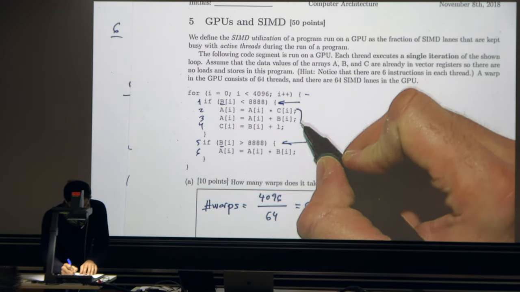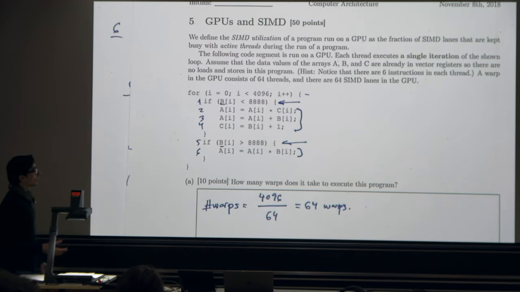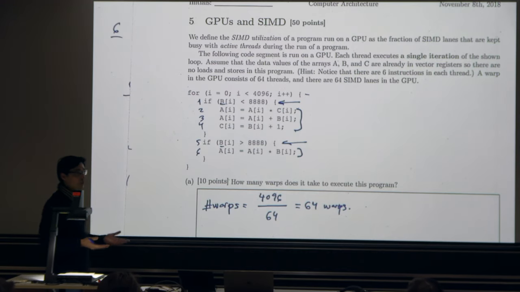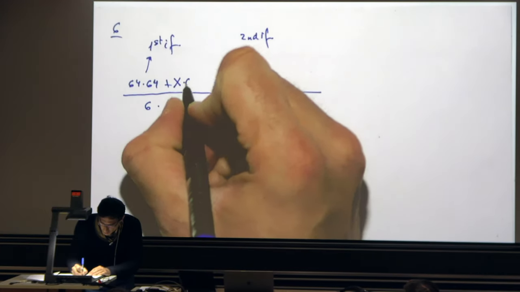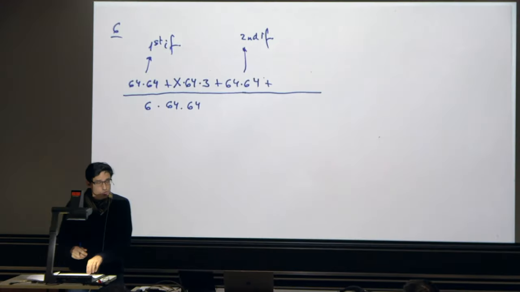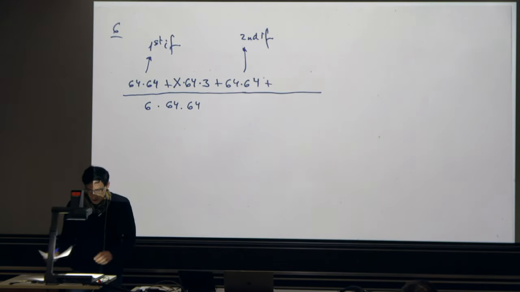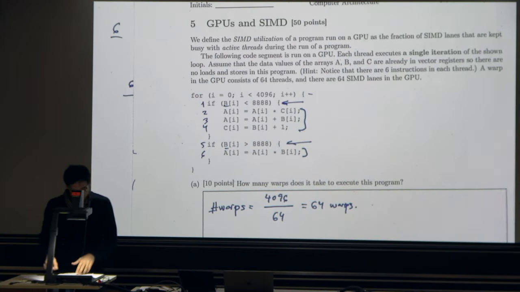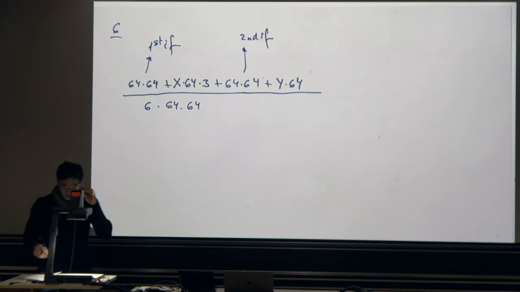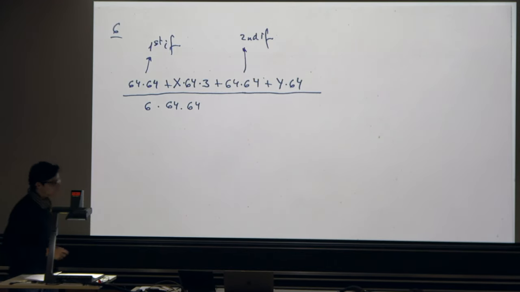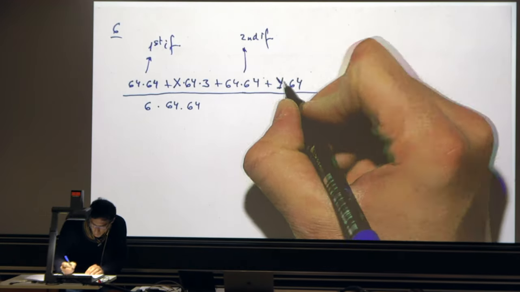The other instructions are these three and this one. We don't know that, right? We don't know how many threads are actually executing these three instructions, but it is likely that not all the threads inside the same warp execute the same instructions, right? So let's assume that there is a number of threads, X, in each warp that executes these three instructions. And there is also a number of threads, Y, in every warp that executes that sixth instruction. This is Y, it's not four, just to make sure. Okay?